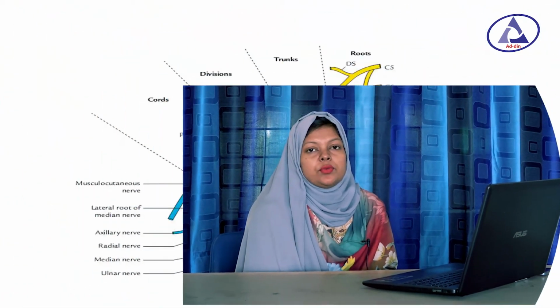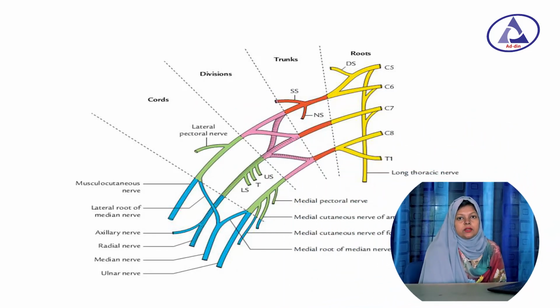Today our topic is the brachial plexus, a very important topic in our superior extremity, both in anatomy and in clinical subjects, because it is related to the nervous system. First, we want to know what a spinal nerve is.